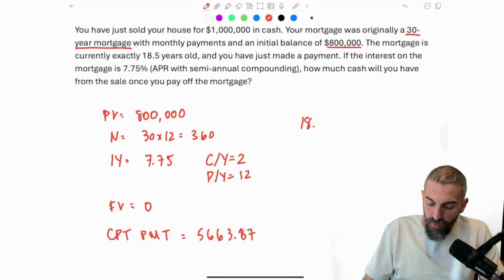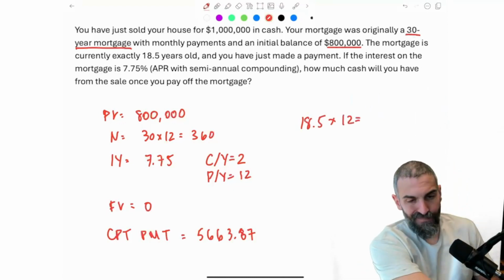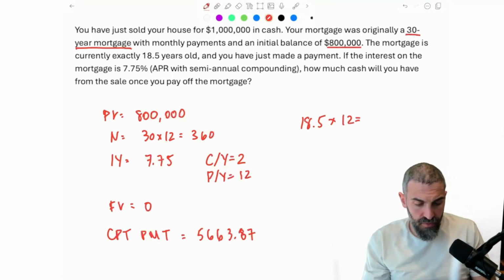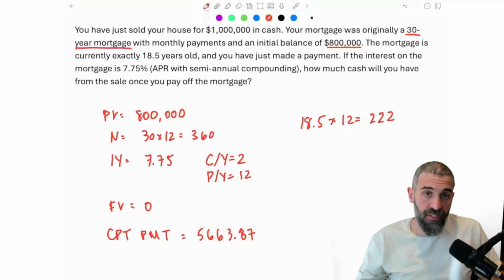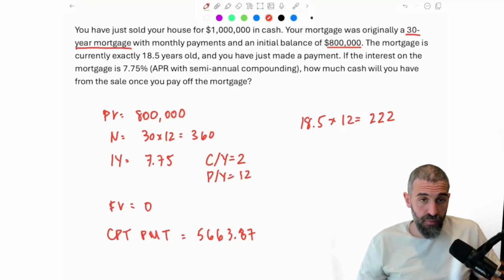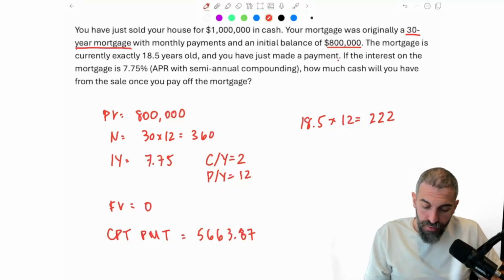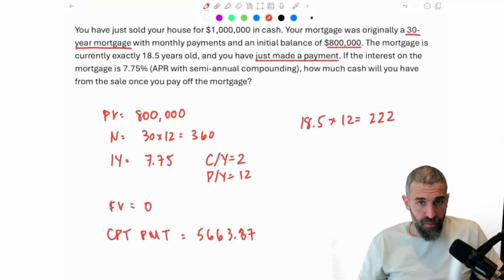Now we need to figure out 18 and a half years old, 18 and a half years. So if I did 18.5 times 12, 18.5 times 12 means 222 payments have passed, right? We've just made our 222nd payment. So we want to ask the calculator, how much do we owe right now?